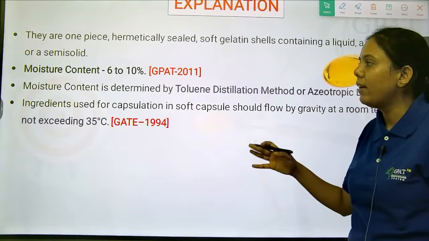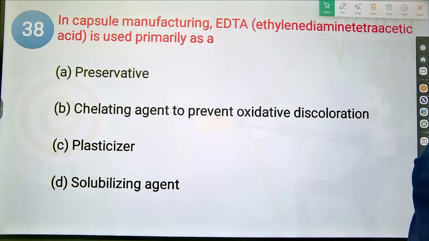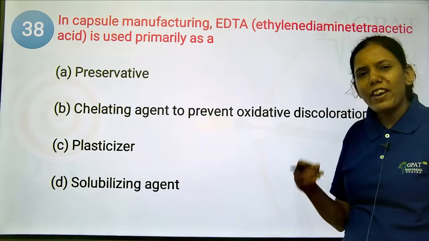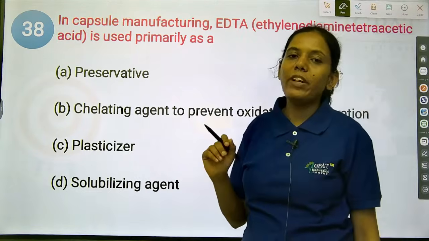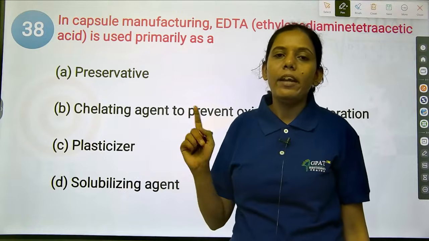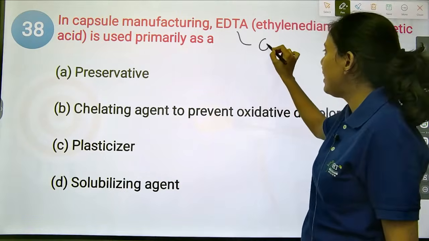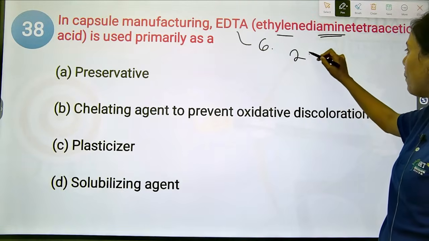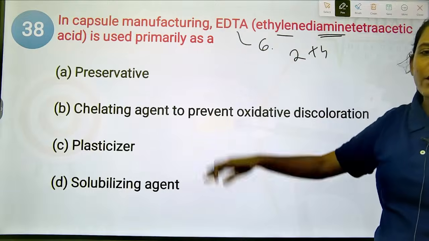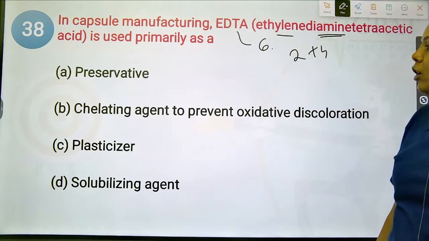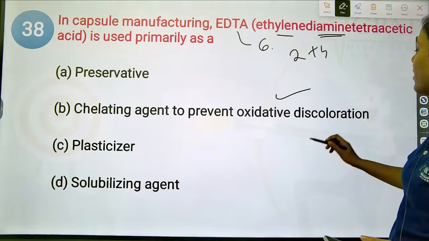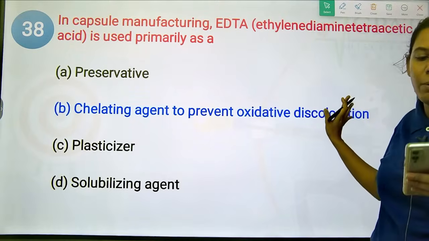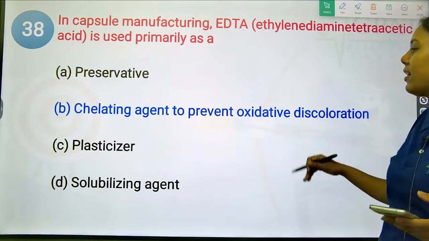Next, in capsule manufacturing, EDTA is used as... Wherever EDTA is used, the only purpose of EDTA, that is ethylene diamine tetraacetic acid. Remember the valency is 6 because ethylene diamine, di means 2, tetra means 4, so it becomes 6. Just for your information. It is a chelating agent to prevent oxidative decoloration. That means it will form a complex, it will form a chelate and it will prevent the oxidative discoloration.